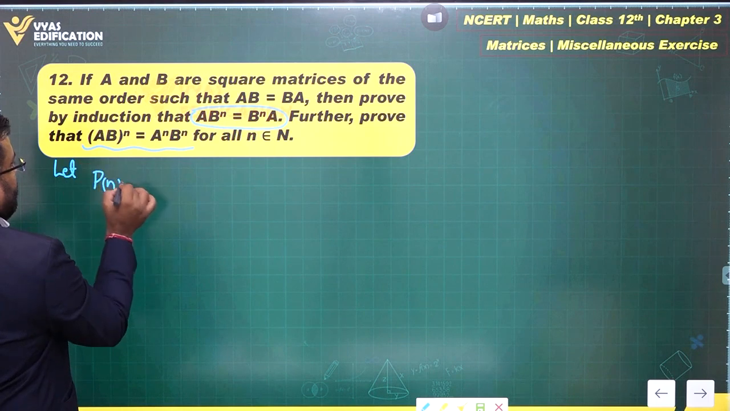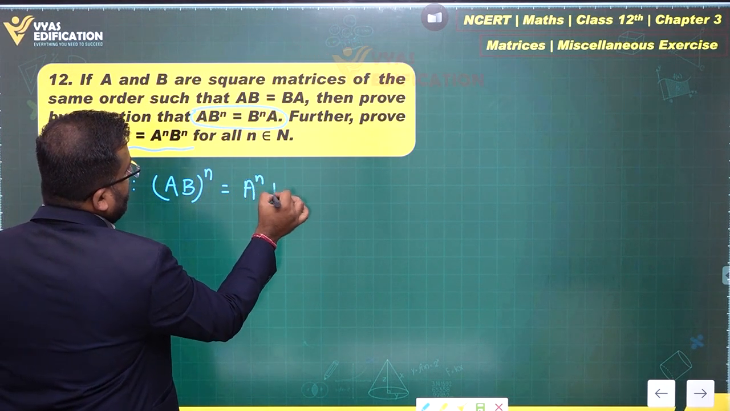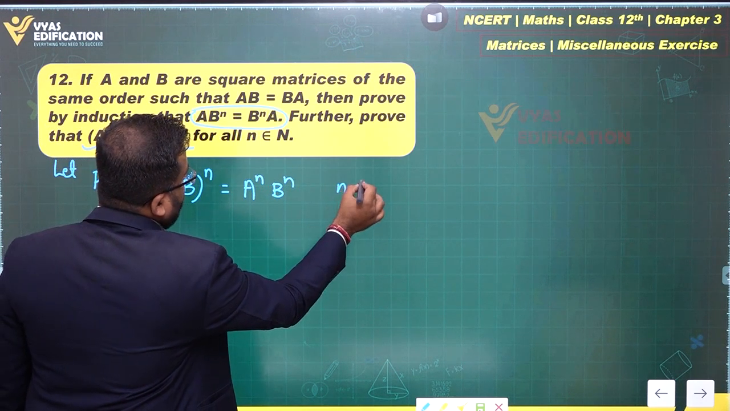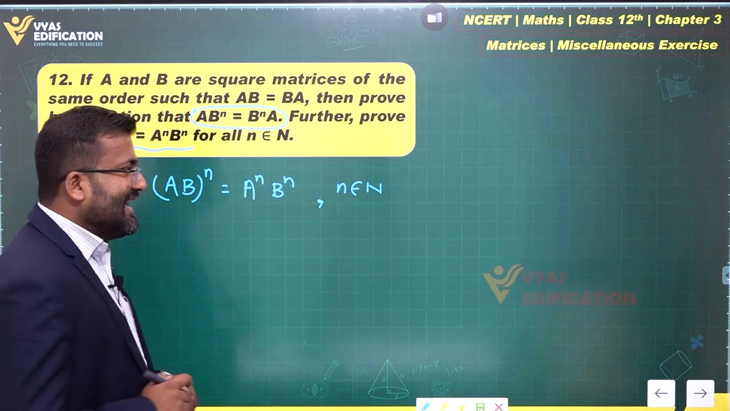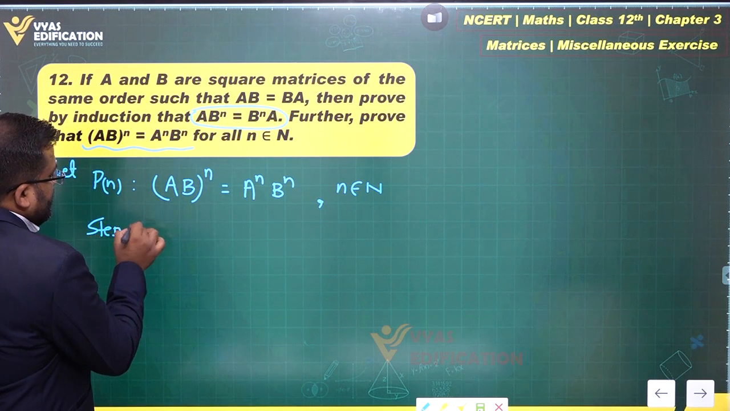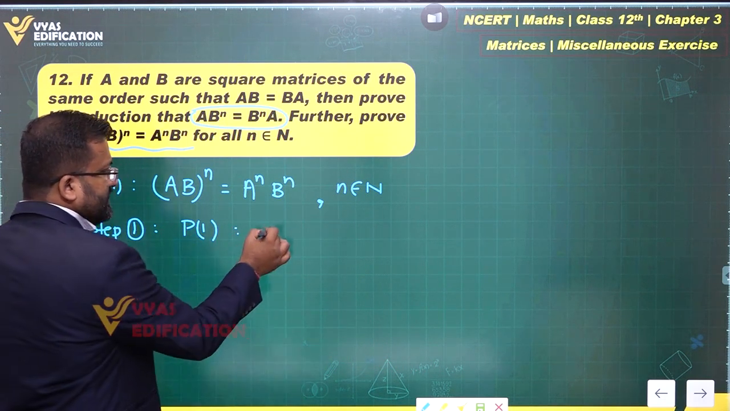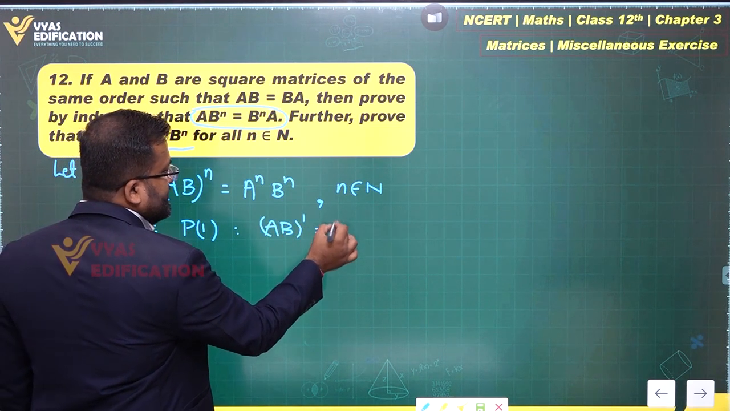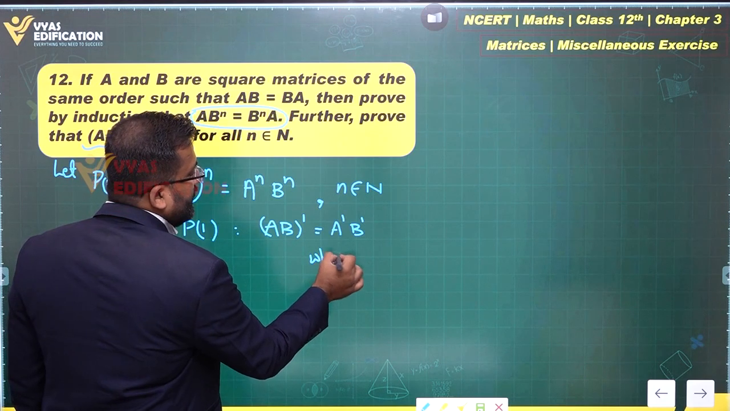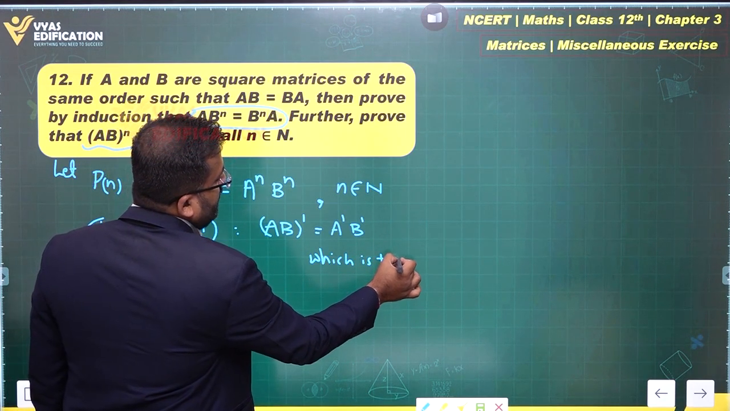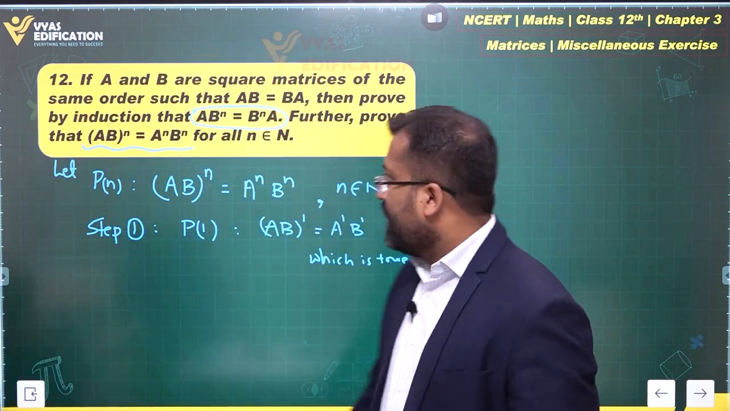Let Pn be: AB whole power n is equal to A power n B power n for all n belongs to natural, right? That's what we have. Then step 1 says P1 should be true. P1 says AB power 1 is equal to A power 1 B power 1, which is true. Right? You can observe this is AB, this is also AB. So P1 is true, yes.